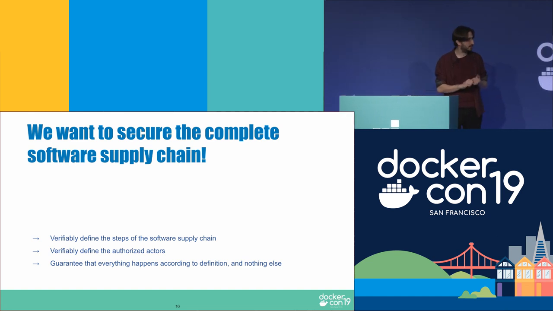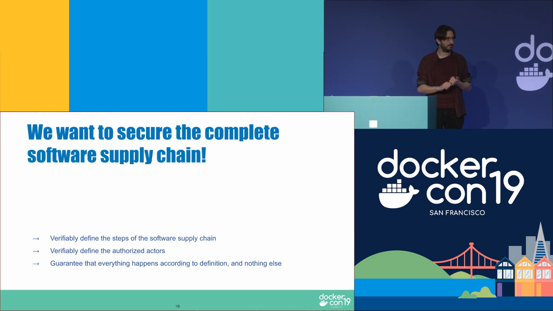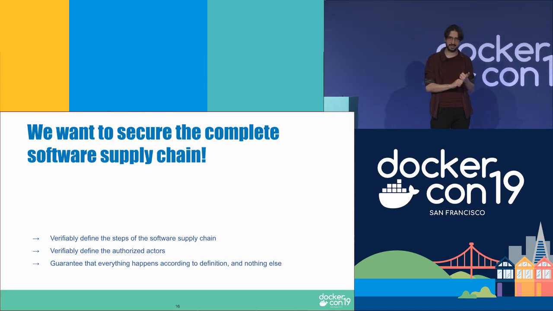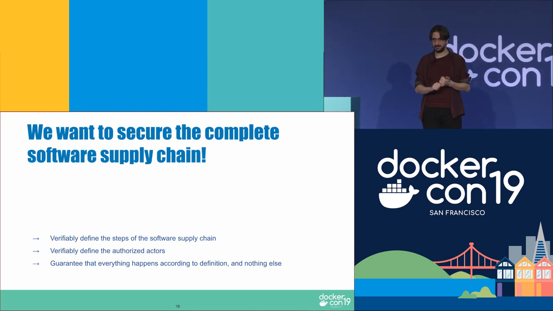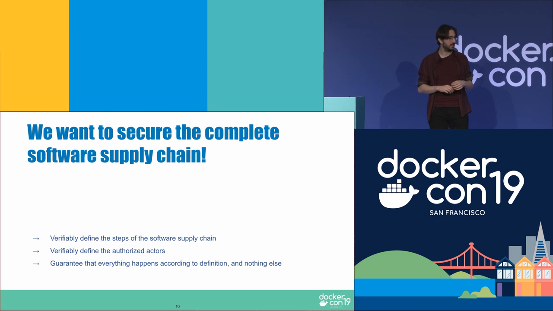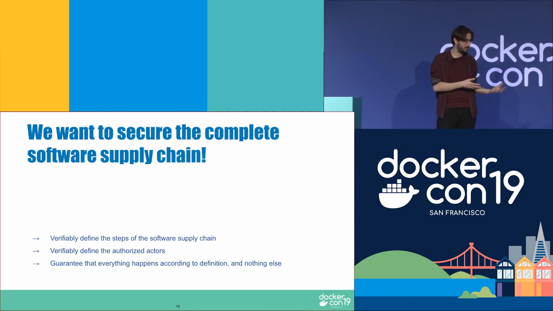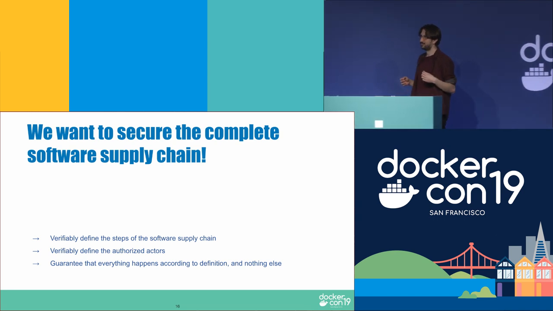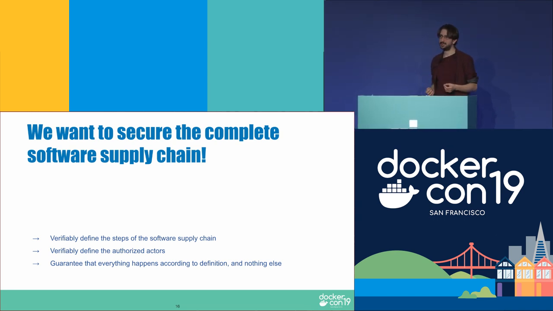We want to make sure that you can verifiably define all of the steps in the supply chain. That is, if there's a commit signing, well, you want to say, hey, there should be commit signing on this VCS, and this is what you should be checking. If people should be signing, you also want to make sure that these people are the ones that are signing, right?